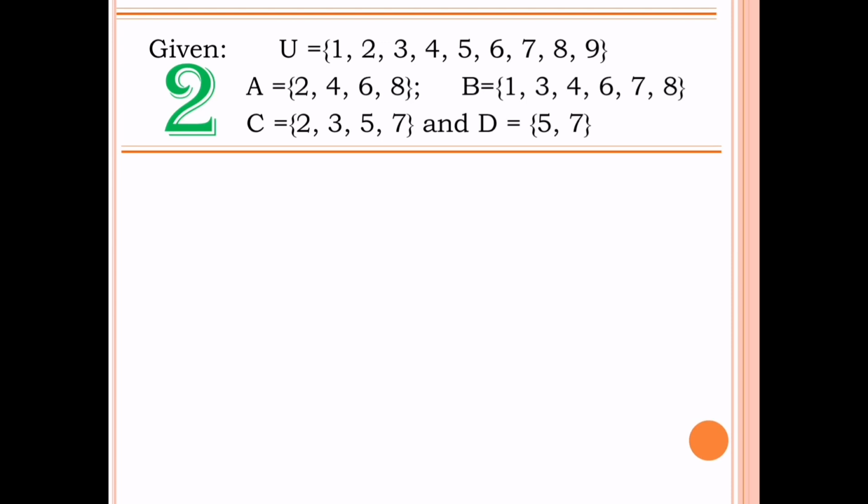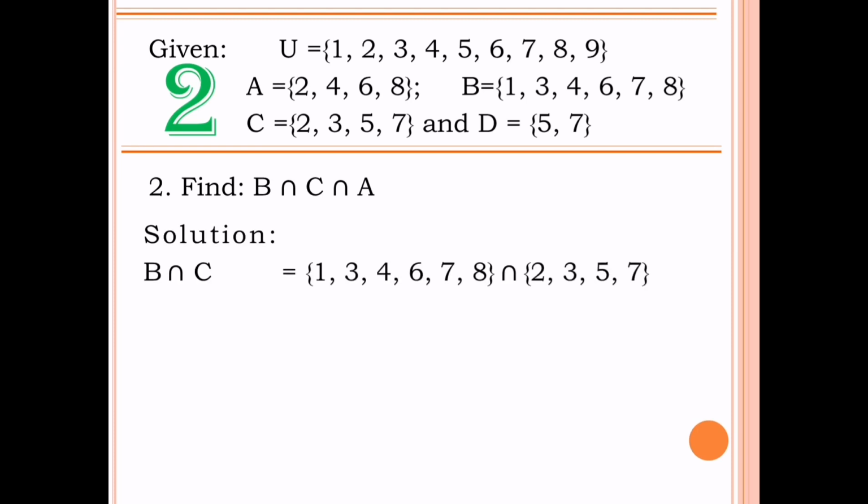The same given, but the question is, we're going to find the set B intersect set C intersect set A. Again, in order to solve this properly, we're going to start from left to right. So shall we start the solution with set B intersect set C? Bring down all the elements of set B as well as set C, and the operation. The keyword for the intersection is their common elements.